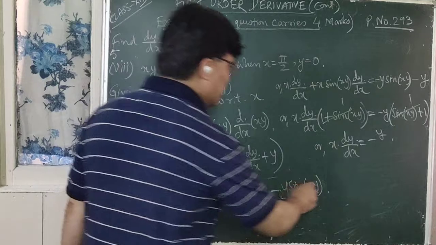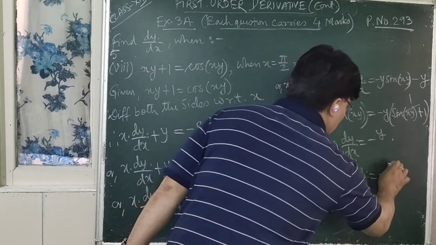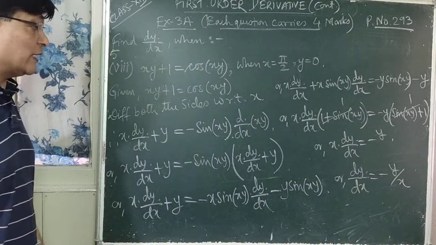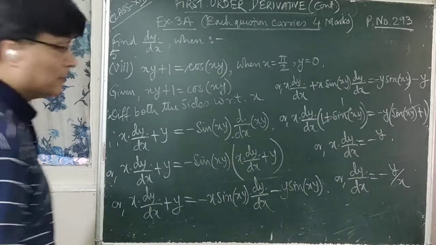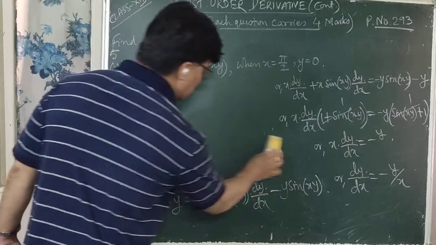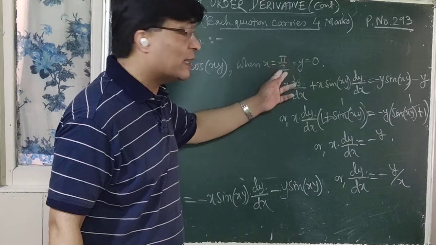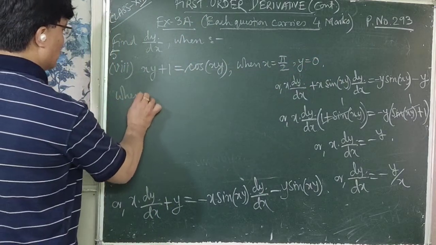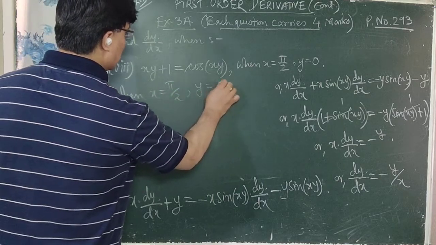So what is the value for dy by dx? So dy by dx is equal to minus y by x. Understood? So what is the value for dy by dx? It is minus y upon x. So now, this is not your answer because the values are given here. The values given here are, when x is equal to pi by 2, y is equal to 0. So here, we have to put when x is equal to pi by 2, then y is equal to 0.